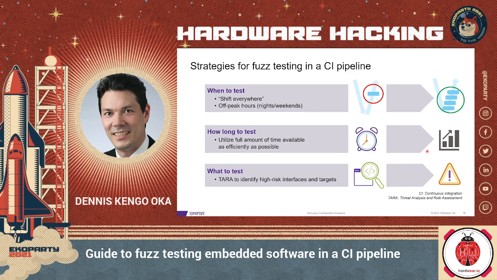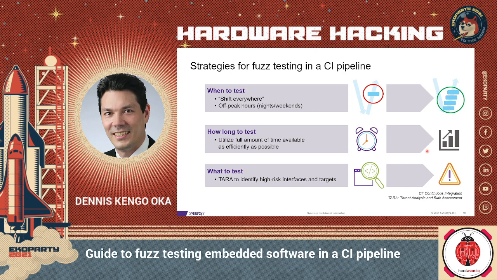The first question is on when to test. So the important thing here is we want to test as often as possible, as much as possible. So shift everywhere is really the key word of making sure that fuzz testing occurs as often as possible when it's available. So examples include, for example, off-peak hours. You can perform testing during nights. You can perform testing over weekends. So making sure that you use any time available to perform testing.